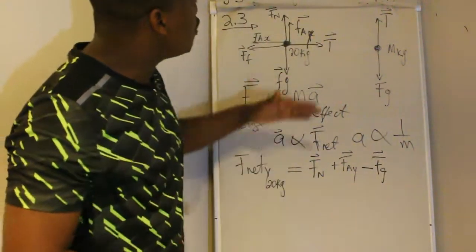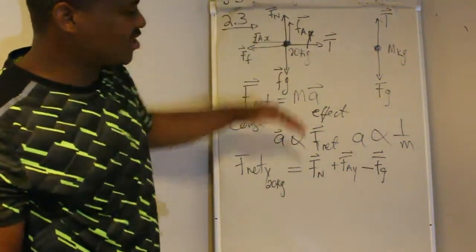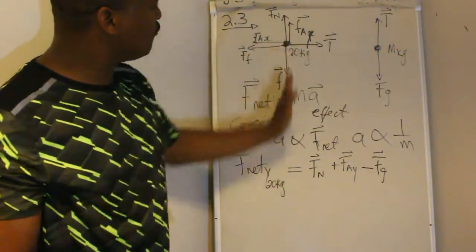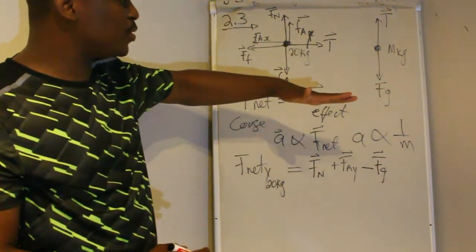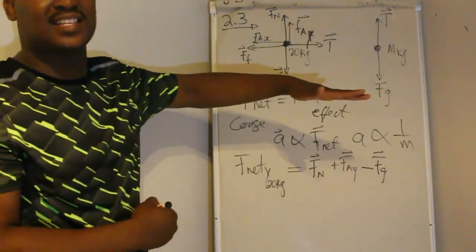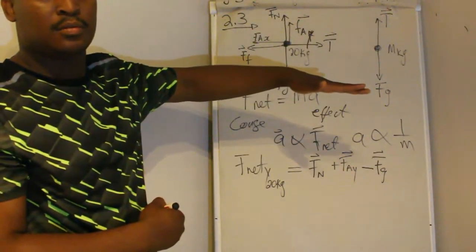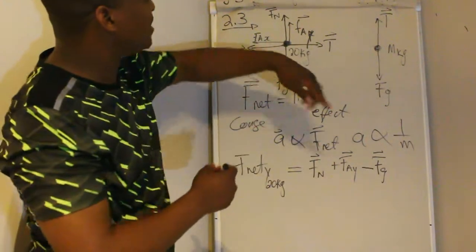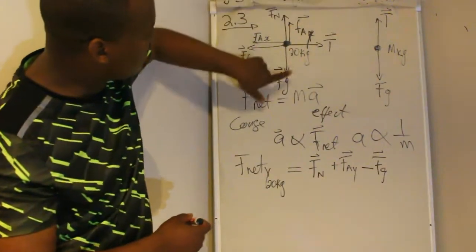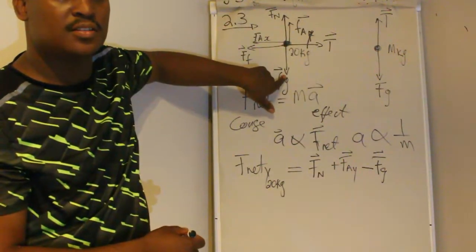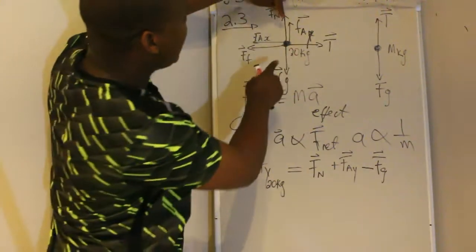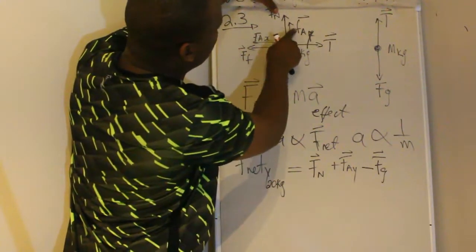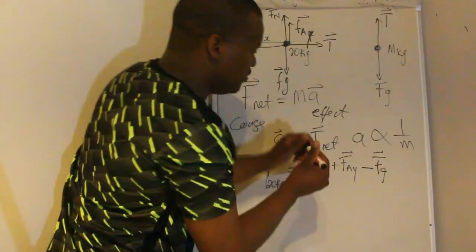So you don't have a motion in the vertical direction. This is not moving in that direction. It's sitting on the surface, which means these two forces balance out. Which means the sum of these two forces is equal to the sum of those two forces. If they are equal, these two forces minus this one should give you 0.